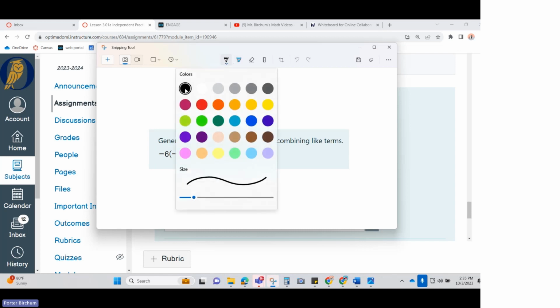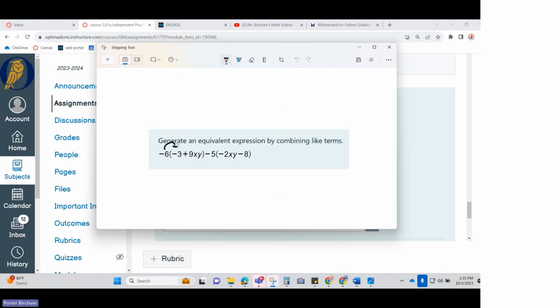Okay, we're going to distribute again. So we're going to do -6 times these numbers. We're going to do this -5 times these numbers. Okay, so -6 times -3. Type that in your calculator. You would get +18. -6 times +9, I'll keep the plus, you would get a -54 xy.